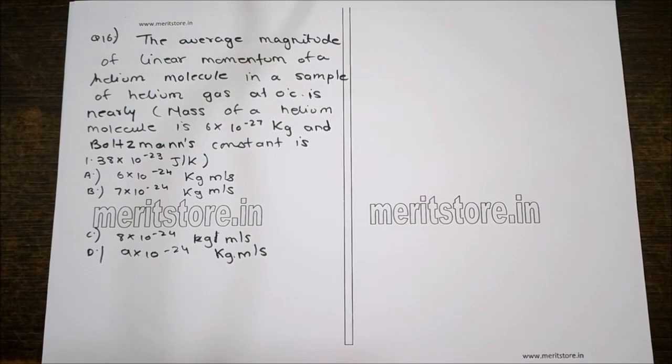The average magnitude of linear momentum of a helium molecule in a sample of helium gas at 0 degrees Celsius is nearly, the mass of the helium molecule is 6 into 10 raised to minus 27 kg and Boltzmann constant is 1.38 into 10 raised to minus 23 joule per Kelvin. The options given are 6 into 10 raised to minus 24 kg meters per second, 7 into 10 raised to minus 24 kg meters per second, 8 into 10 raised to minus 4 kg meters per second, and 9 into 10 raised to minus 24 kg meters per second.